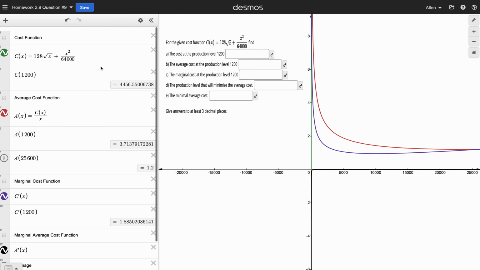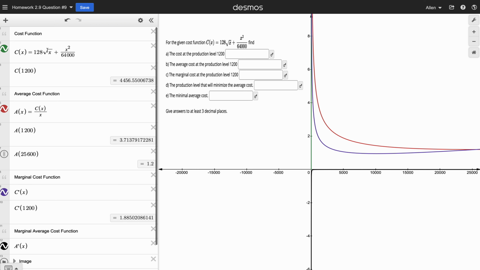So I'm just going to say again what we did. The first thing I did is I put my cost function in exactly the way it was written. And then I computed the cost at the production level of 1200. So I did C of 1200. The next question asks about average cost. So the first thing I did is create my average cost function. And then I plugged 1200 in to get that average cost at the 1200 level. That means the average cost for each of those 1200 items to us is $3.71.